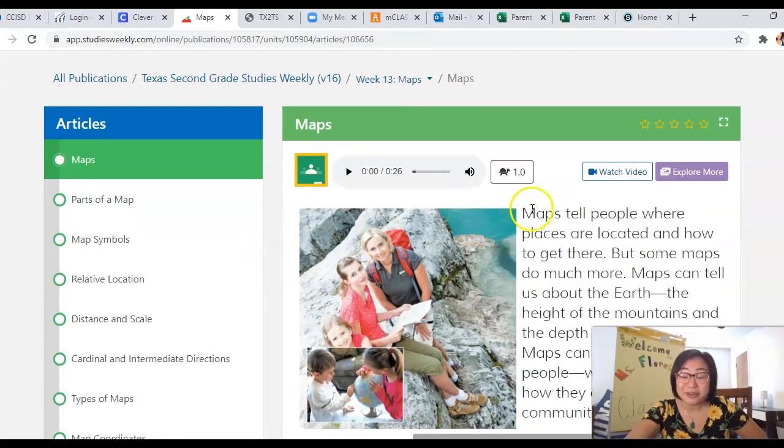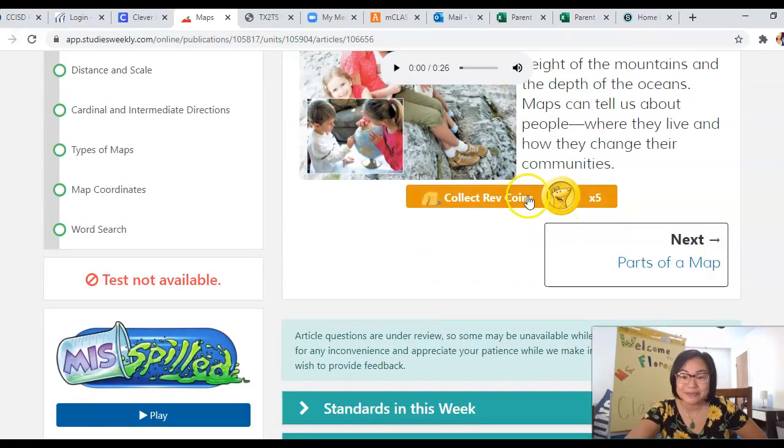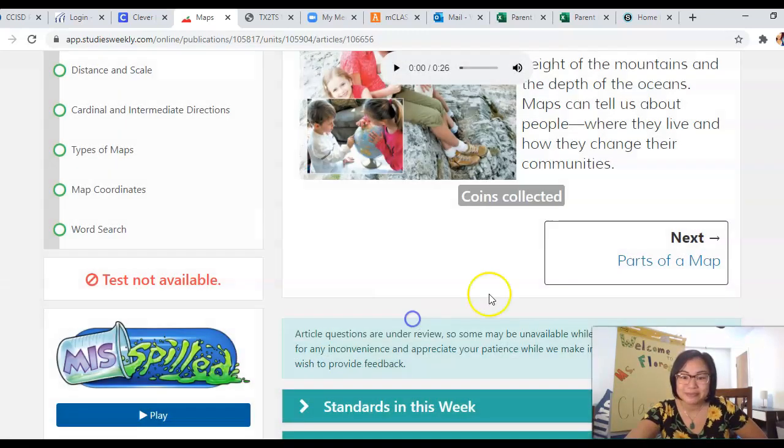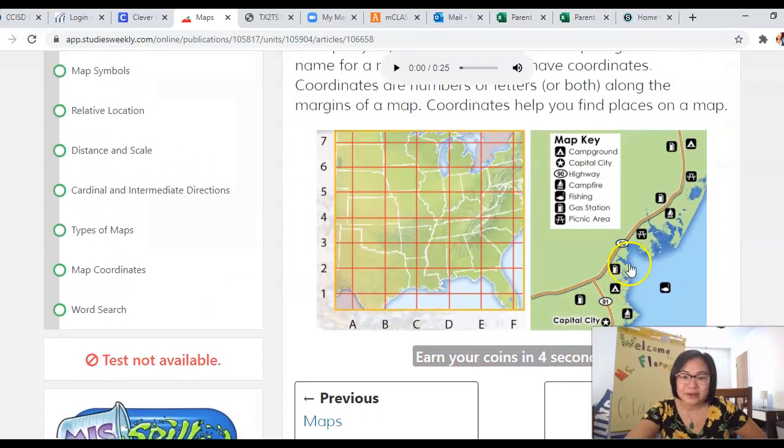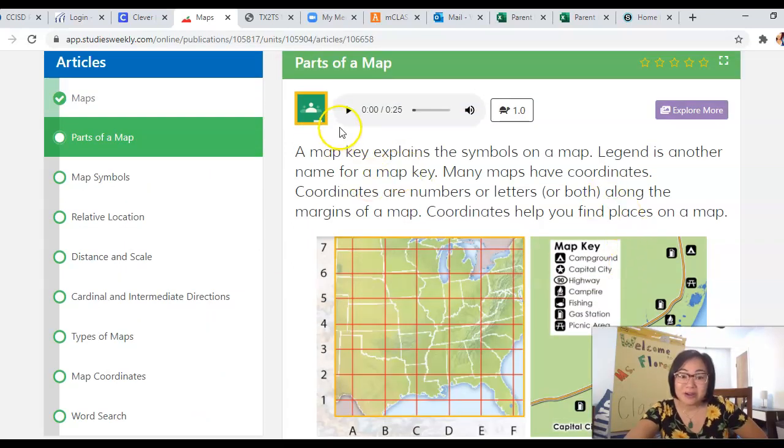All right, let's keep reading. That was super cool. All right, parts of a map. Let's learn about the parts of a map and how we can read a map. A map key explains the symbols on a map. Legend is another name for a map key.